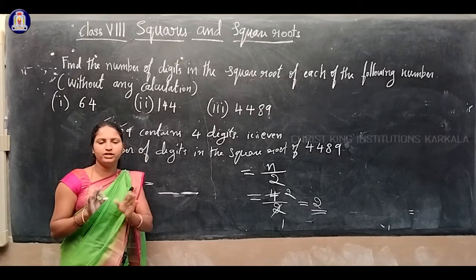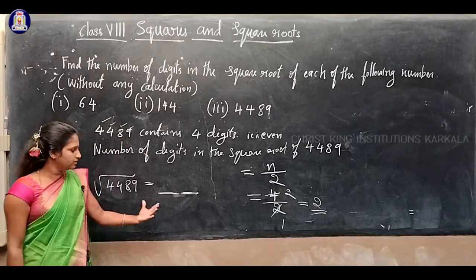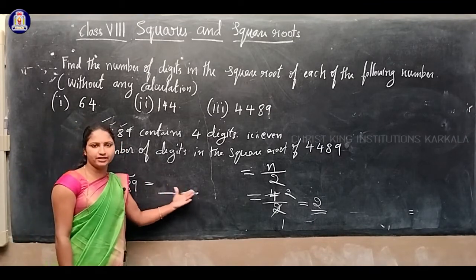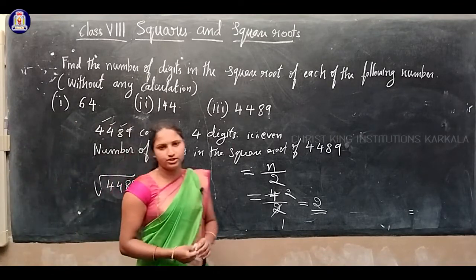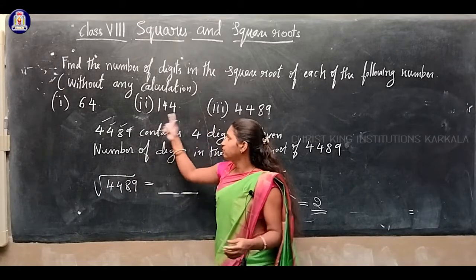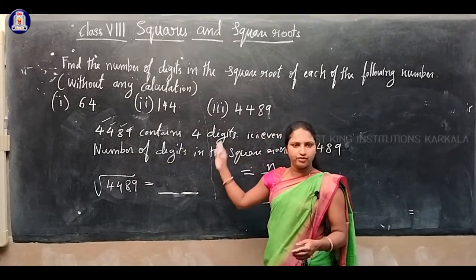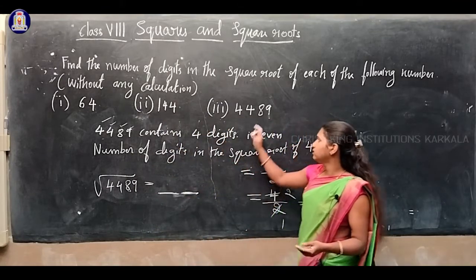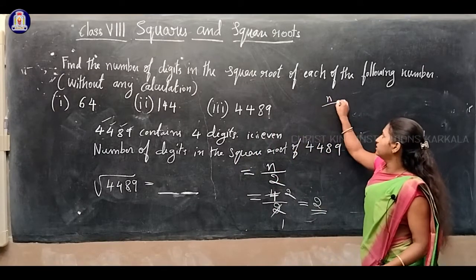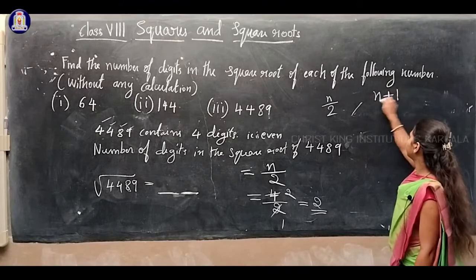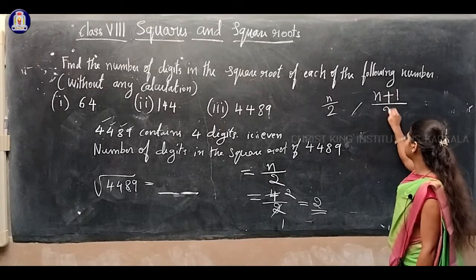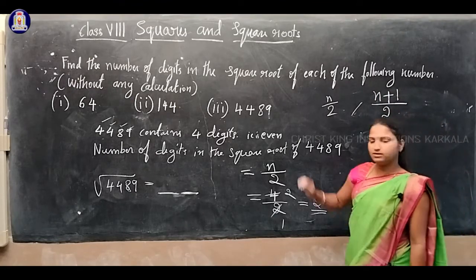Just we can find how many digits are there, not the answer, just how many digits we will get in the square root of the given number. Clear? So that is the solution. Without any calculation we can find out. Clear? So if you get an even number of digits, then you write n by 2. If you get an odd number of digits, then you write (n + 1) divided by 2. So this is the formula.